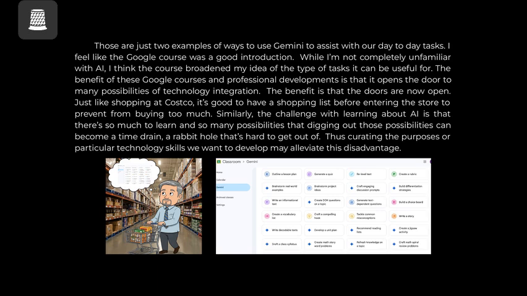Just like shopping at Costco, it's good to have a shopping list before entering the store to prevent buying too much. You know how that goes. Similarly, the challenge with learning about AI is that there's so much to learn and so many possibilities that digging out these possibilities can become a time drain, a rabbit hole that's hard to get out of. Thus, curating the purposes of particular technology skills we want to develop may alleviate this disadvantage.